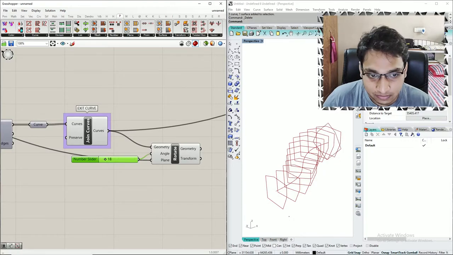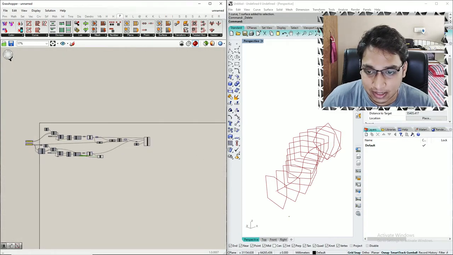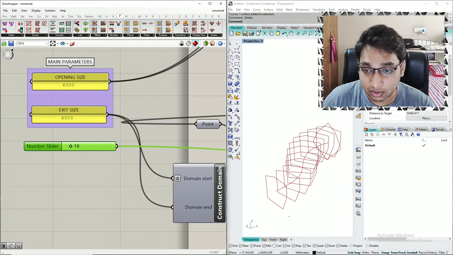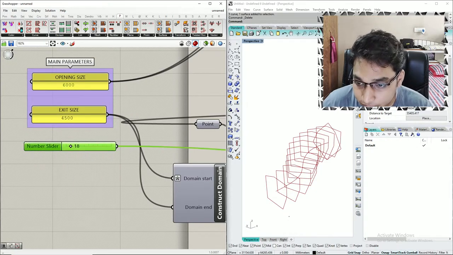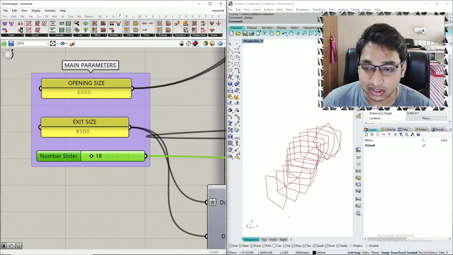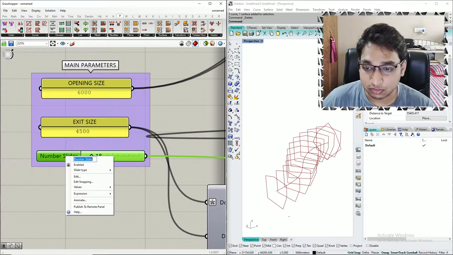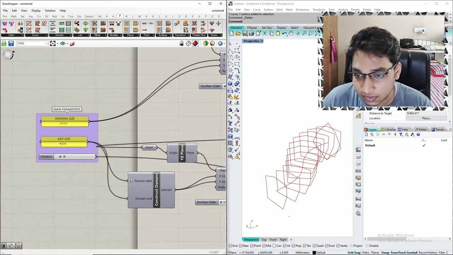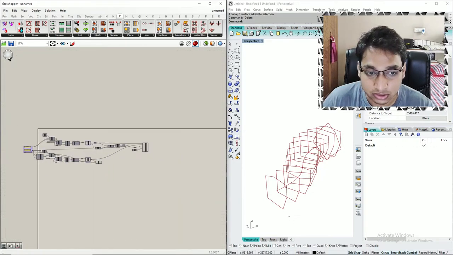So currently it is 15. I think this is looking nice. So again, this will be a major parameter of angle, which will affect the geometry a lot. So I can add this to this group. So these are the main parameters. Now this will be the rotation, which will again define how this geometry will look.